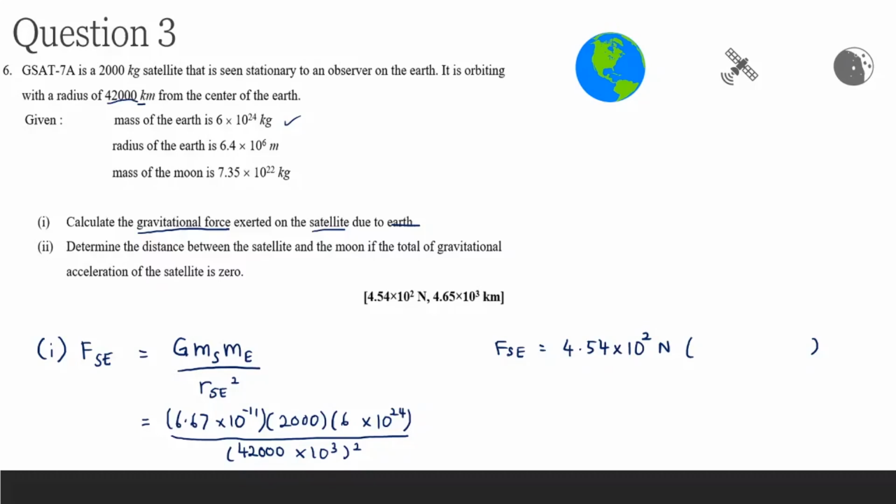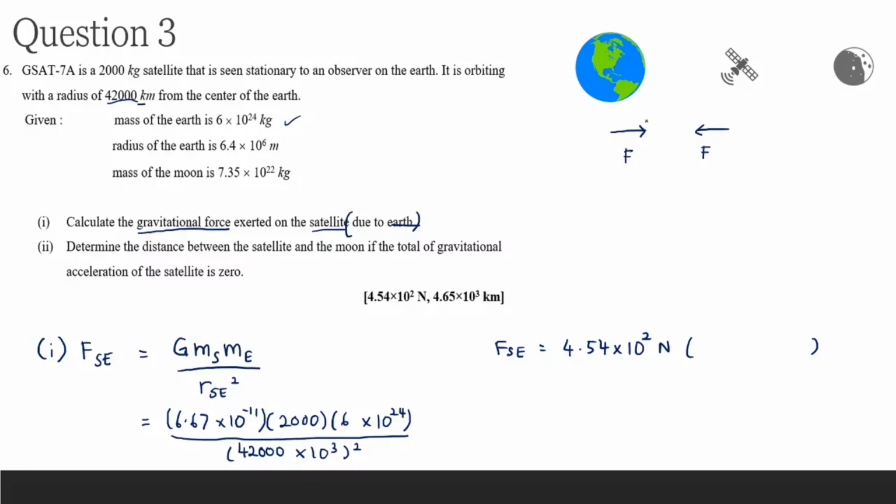Now what about its direction? Okay, saya ada figure dekat sini. This is the Earth, this is the satellite, this is the Moon. So satellite dia in between. Ini keadaan dekat space lah waktu tu. Okay, dan kita nak cari gravitational force exerted on the satellite due to Earth. So kalau dia kata due to Earth, Earth is the one that pulling the satellite towards the center. So Earth tu yang akan tarik. So satellite, siapa tarik dia? Earth.